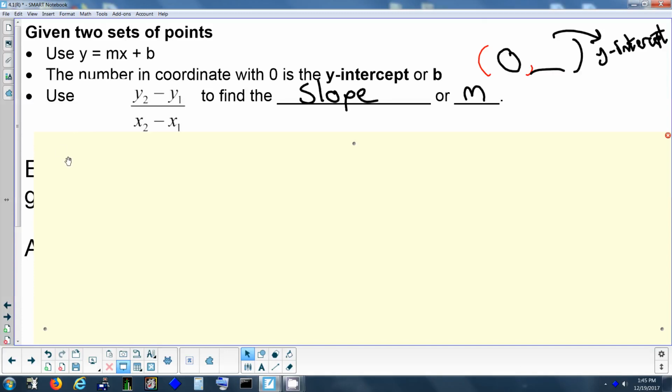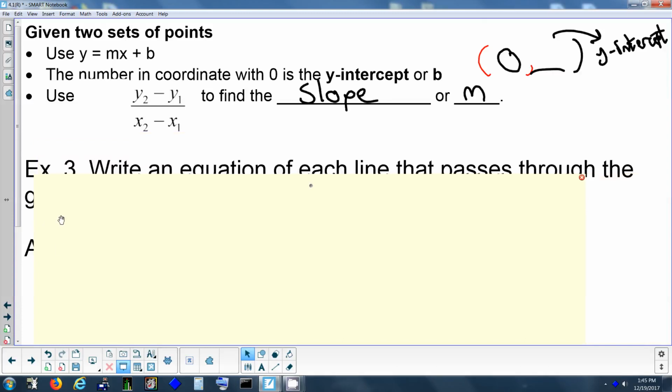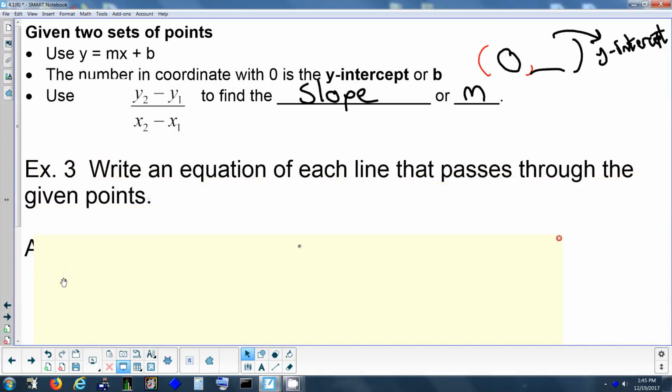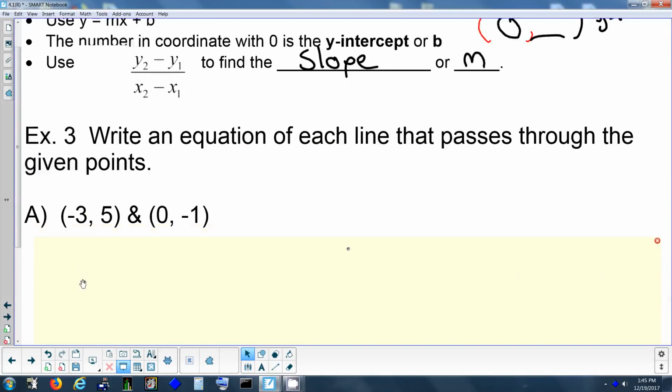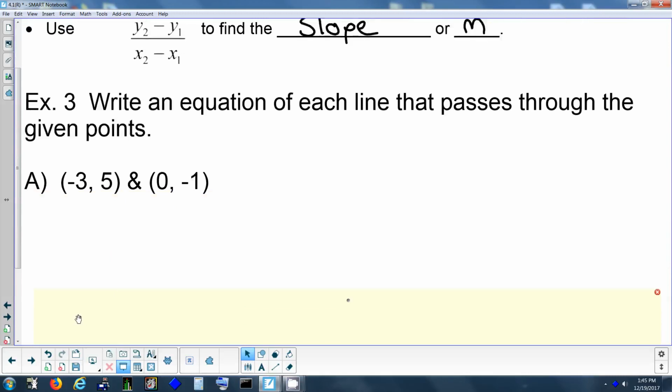Okay. So let's look at the next example. It says write an equation of the line that passes through the given points. So here we go. Now, scroll down a little bit. What should my equation start with? Y equals. Good job, Masai. 2 points for Gryffindor.